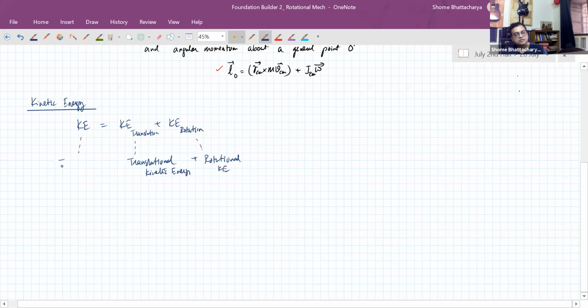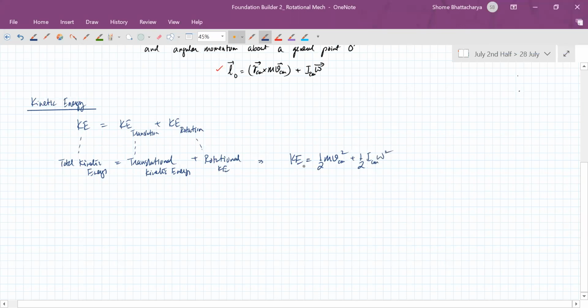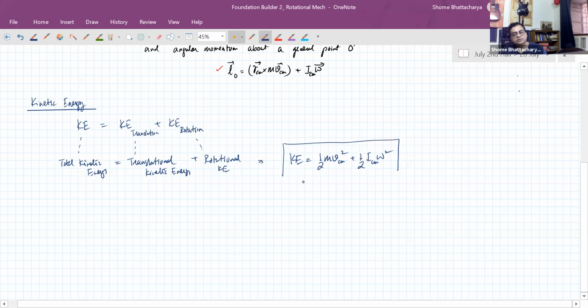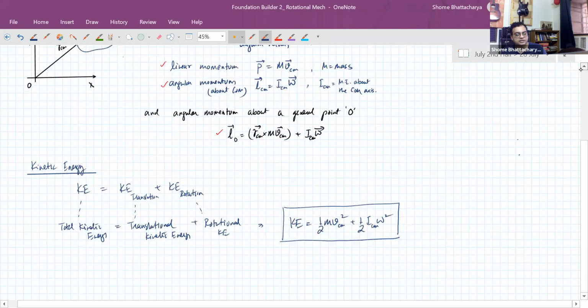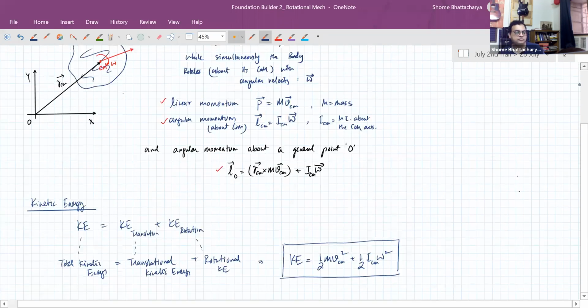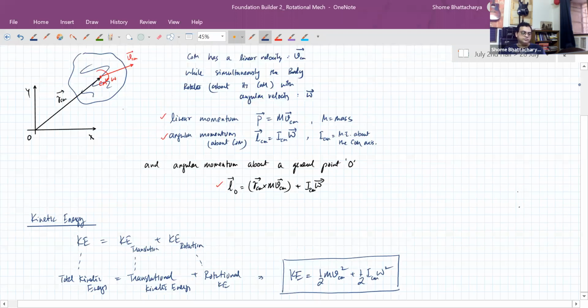This is the total kinetic energy. So that is given by half m Vcm square plus half of moment of inertia about the center of mass axis into omega square. So this becomes the formula for the total kinetic energy of a body which is moving in a combination of rotational and translational motion, as we've seen above. So this is the next important property of its motion, the total kinetic energy.